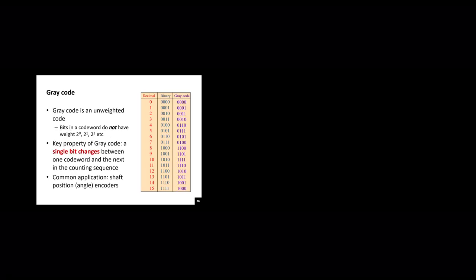The first one is Gray code. Gray code is not a number system. It's not a weighted number system. It's not like binary or decimal or hexadecimal where you have weights to columns. It's just a code, just like Unicode.